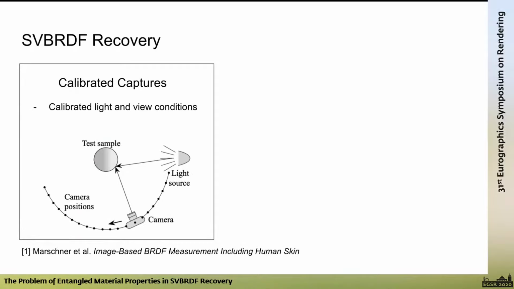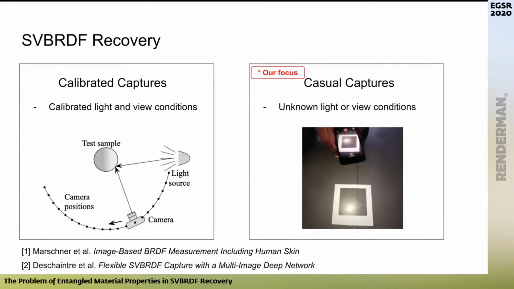Earlier work in this field focuses on recovering material properties from calibrated captures using dedicated acquisition setups. While these approaches can recover nice BRDFs, they require specialized hardware for image acquisition in addition to a large number of input images. For our purposes, we focus on methods of spatially varying BRDF recovery, which use casual captures of materials in the wild. This means that we do not have information about the light and view condition of the captures. This makes the problem highly underspecified and challenging, since an object can look quite different from different angles and with different light directions.